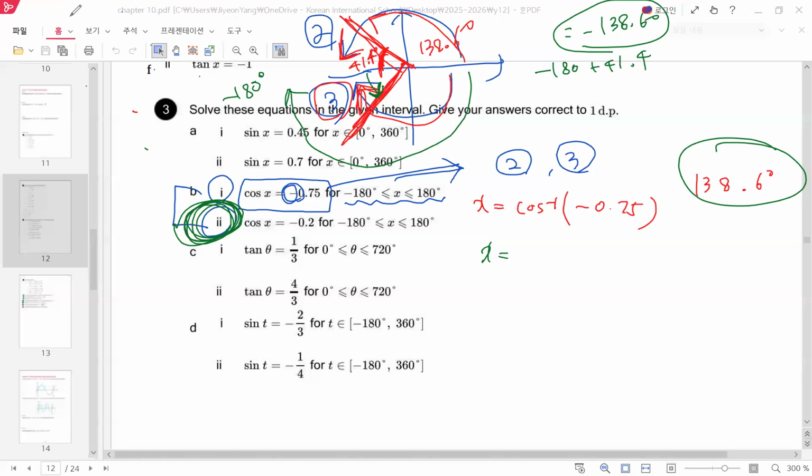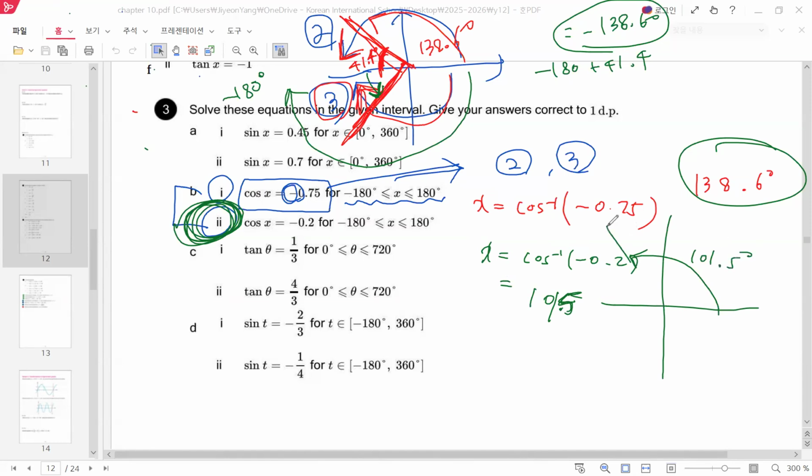Jason, please tell me what's the value x equals cosine inverse of negative 0.2. 101.5. Thank you so much. So students, this one, 101.5 degrees. And then this angle is going to be, what is it, 78.5.